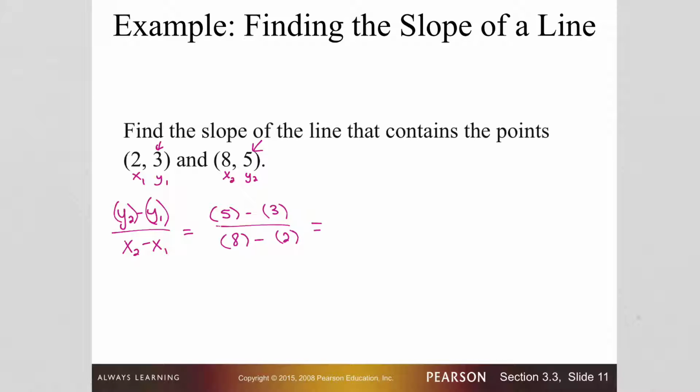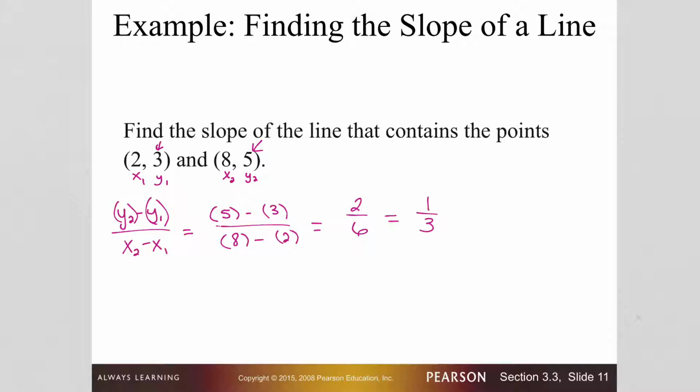Okay, so I'm going to simplify the numerator. 5 minus 3 is 2. The denominator, 8 minus 2 is 6. I'm going to reduce. 2 over 6 is the same thing as 1 over 3. So the slope of this line is 1/3.